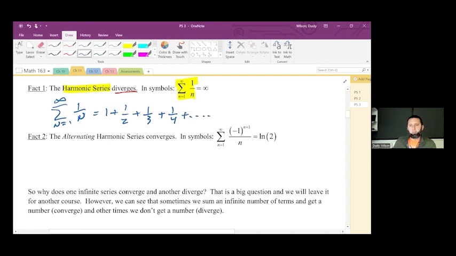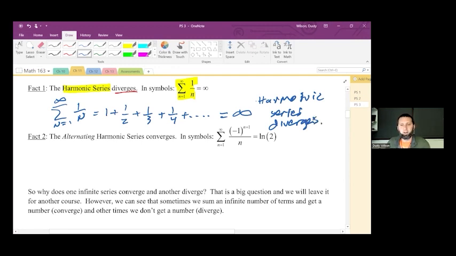And if you add up these small fractions, even though they're getting smaller and smaller and smaller, if you add them all up, eventually you will get infinity. That is, the harmonic series diverges. The actual proof of this will have to come in another class. I'd be happy to talk about it in some other video, but for the moment, we'll just take it as a fact.